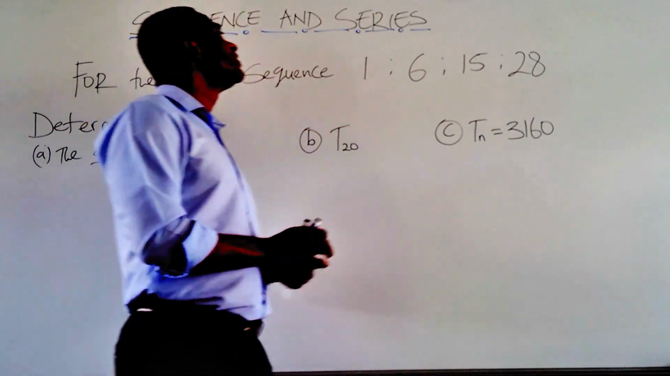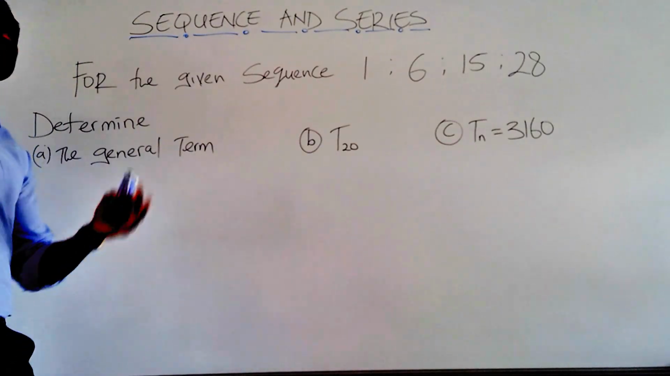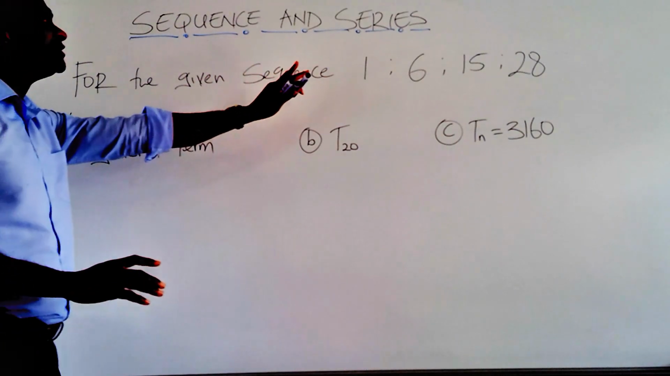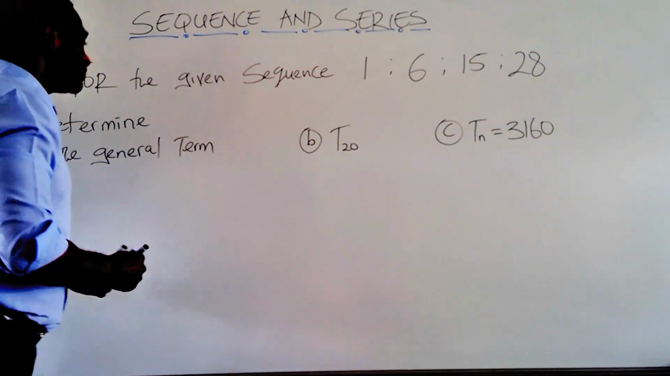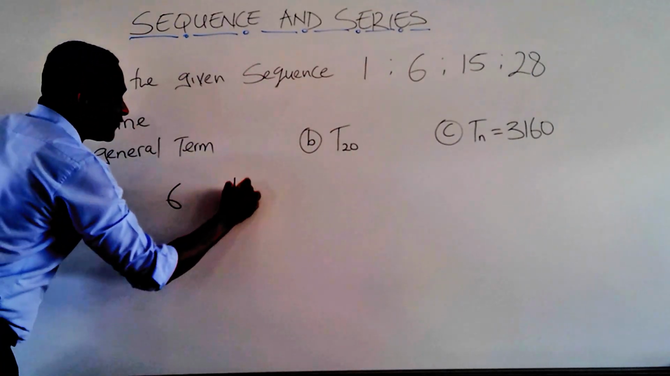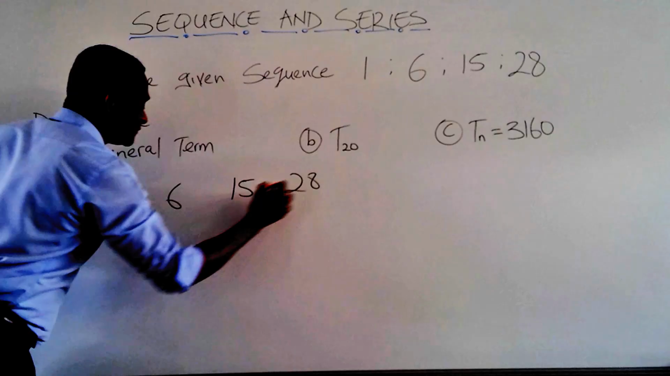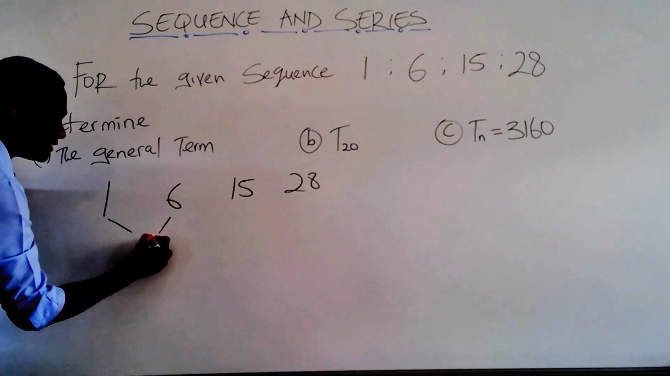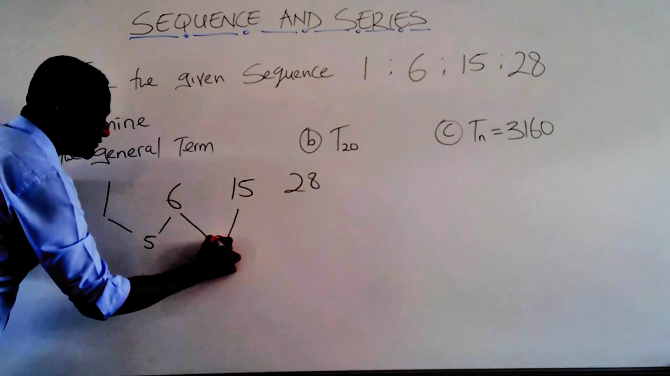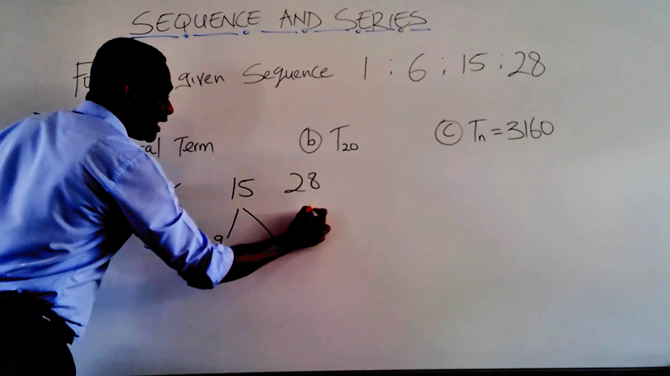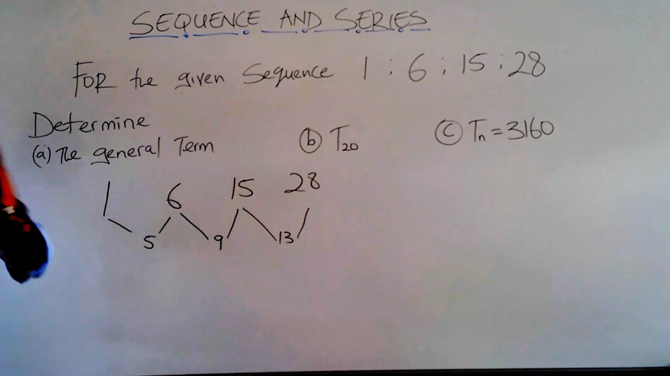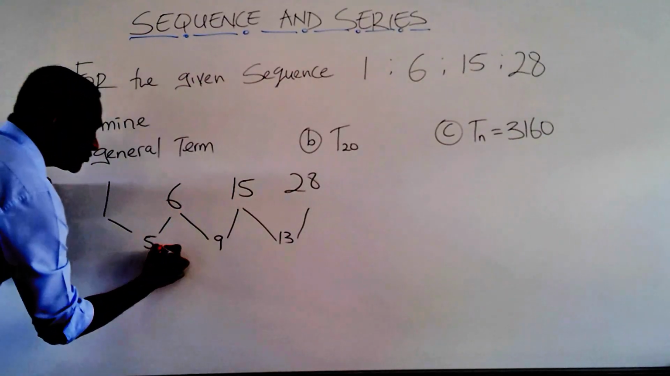So let's check for the second common difference, which characterizes the quadratic number pattern. If we have a second common difference, then that is a quadratic number pattern. So let's see. We have 1, 6, 15, and 28. The first common difference is 5, since 6 minus 1 is 5. 15 minus 6 gives us 9. And 28 minus 15 gives us 13. The first common difference is not equal. Let's try the next one.